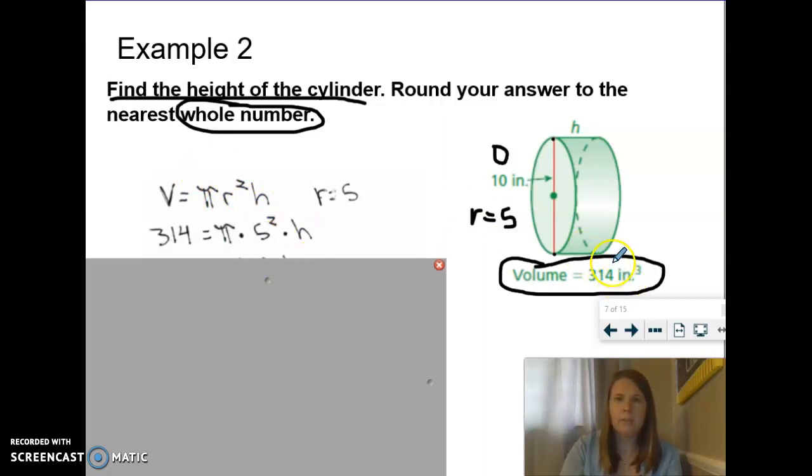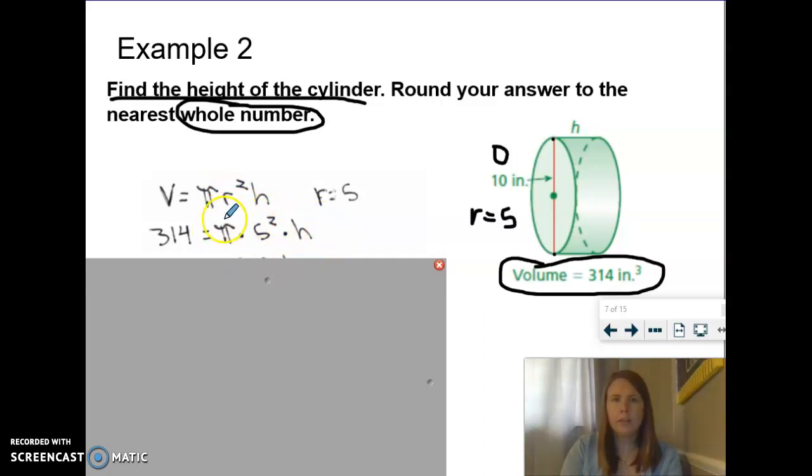We already were given the volume of 314. So for my volume part, I'm putting 314. Pi, for right now, we're just going to leave it as pi, okay? So pi is going to stay as the pi symbol. My radius is 5, so I'm going to have 5 squared times h, okay?